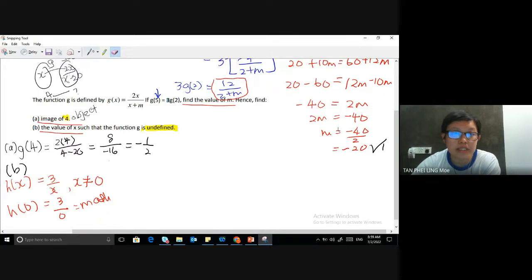Okay, so it means undefined. That's why we try to avoid making our denominator 0. Here, this math error actually means undefined. Let me write it here for you. When the function g(x) is undefined, that means the denominator is equal to 0. So the value of x such that the function g is undefined, which means we want to look at g(0). Do you get me?